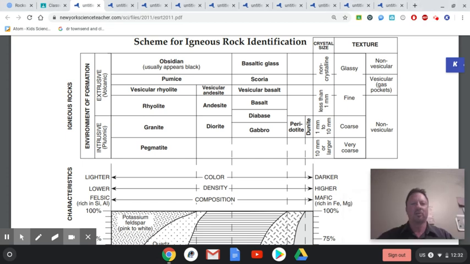Okay, hey everybody. Hopefully this is the last video for this set of notes that you'll need for the first quiz. Just finishing up with the igneous rock reference table.